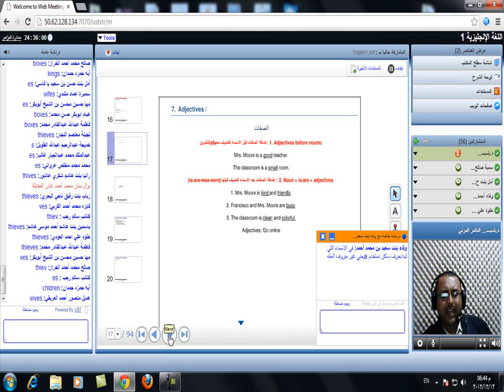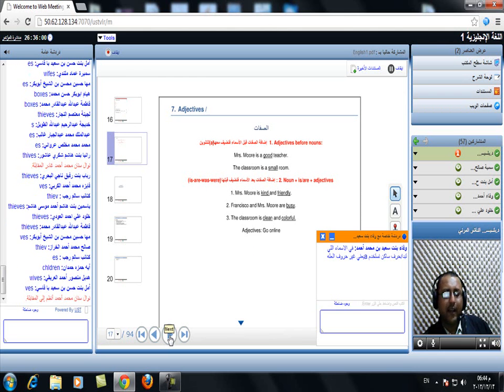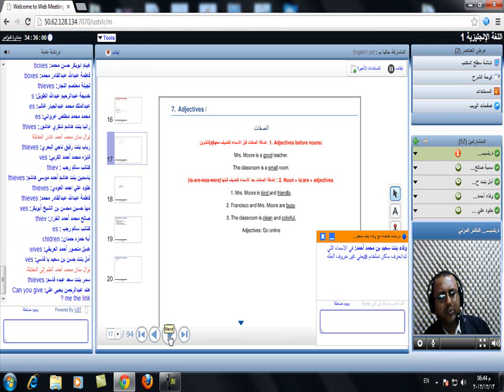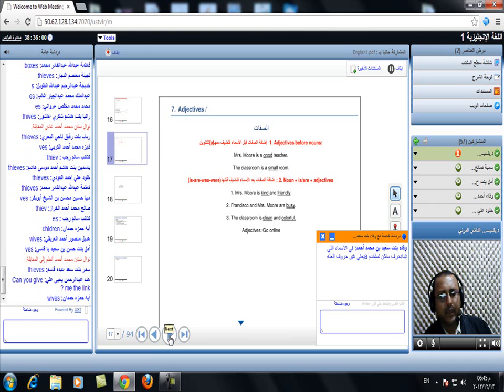So adjectives. Now what is the difference between adjectives in English and in Arabic? Can you give me the difference? Is there a difference between adjectives in Arabic and English according to their position? I made it clear now.